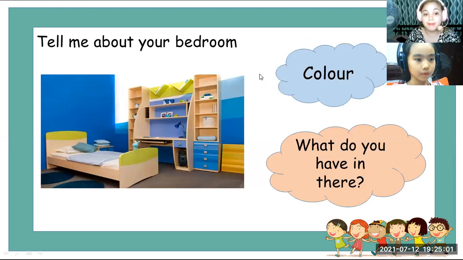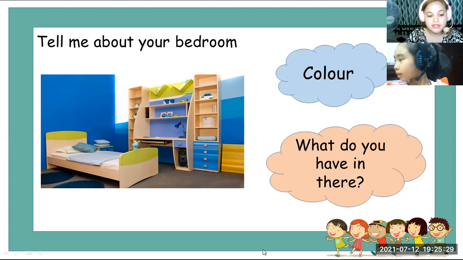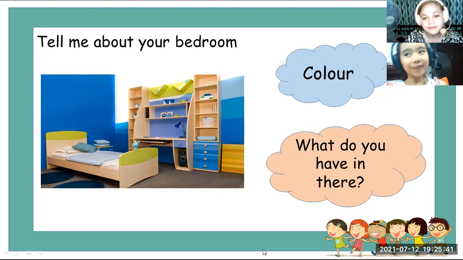So what is the color of your bedroom? Pink. It's pink. And then what are the things that we can see inside it? You can see a cupboard, my bookcase, my toys, my bed, my desk, my lamp, and my chairs. Okay, very good. So what's the color of your desk? It's pink and white.